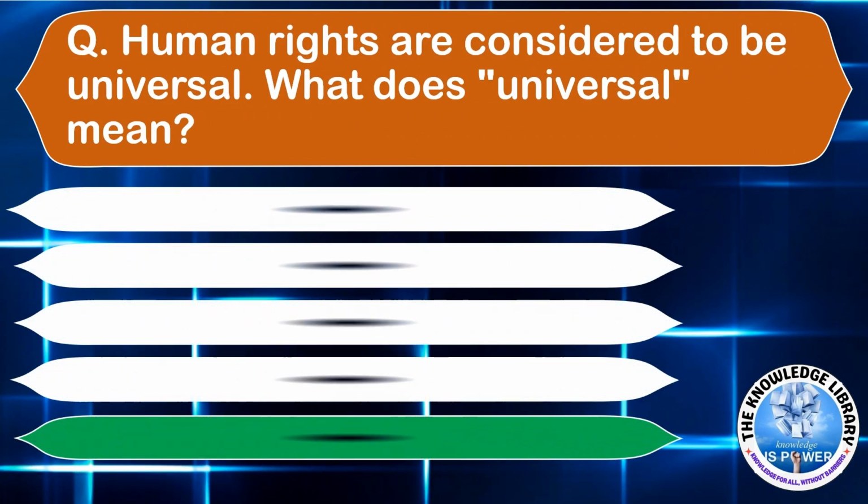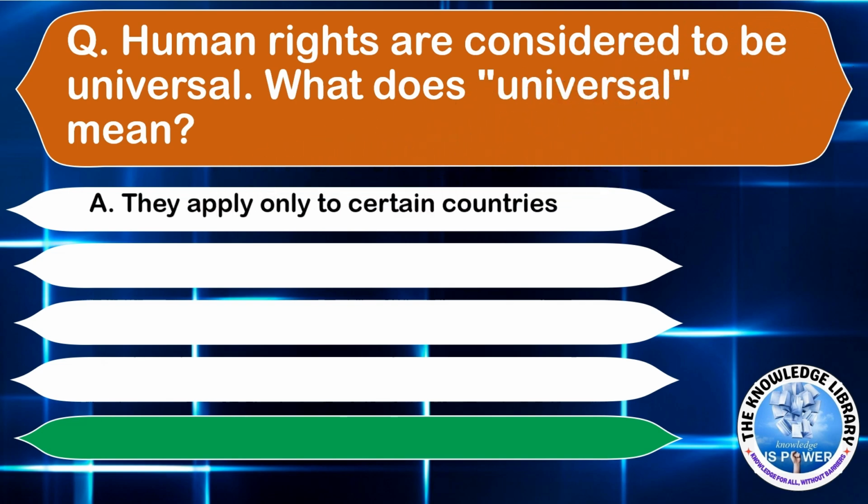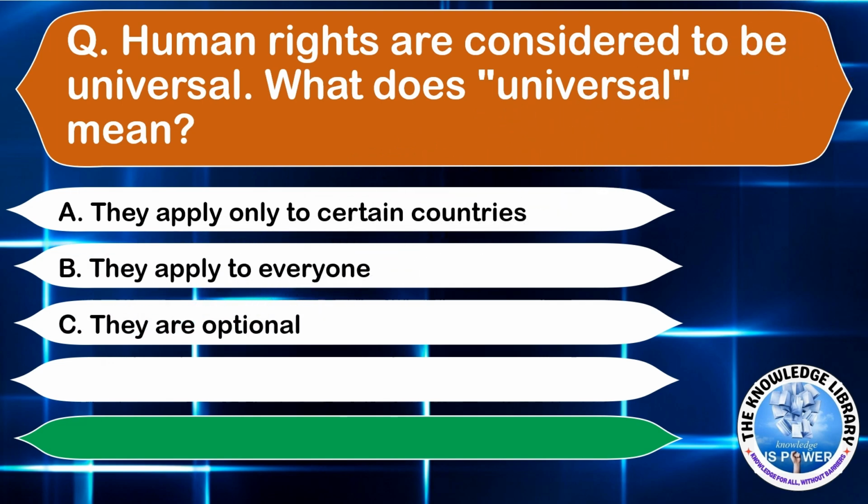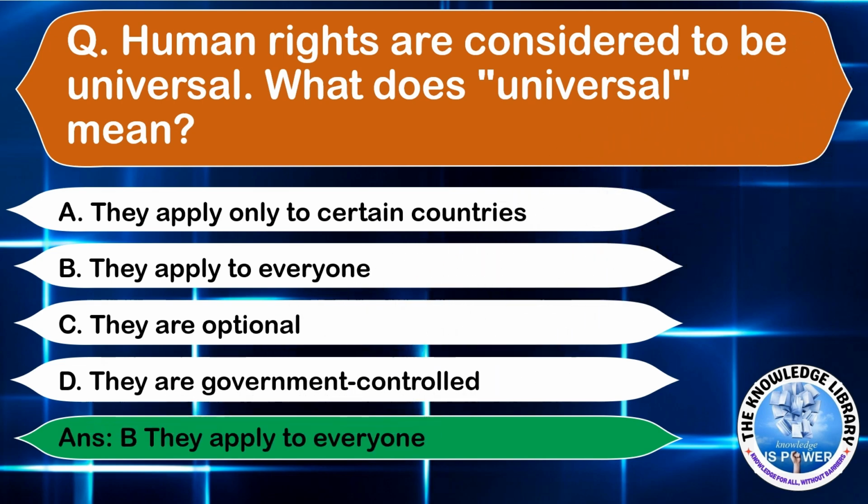Next question is, human rights are considered to be universal. What does universal mean? Option A, they apply only to certain countries. Option B, they apply to everyone. Option C, they are optional. Option D, they are government controlled. Answer is option B, they apply to everyone.